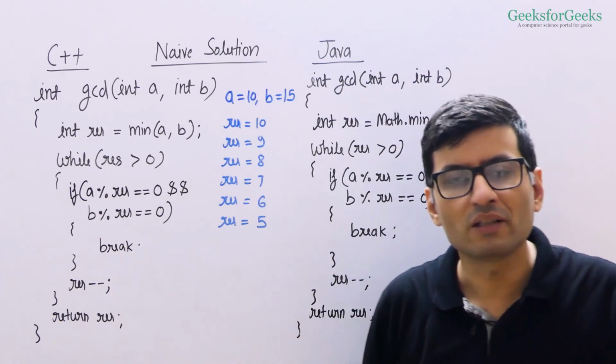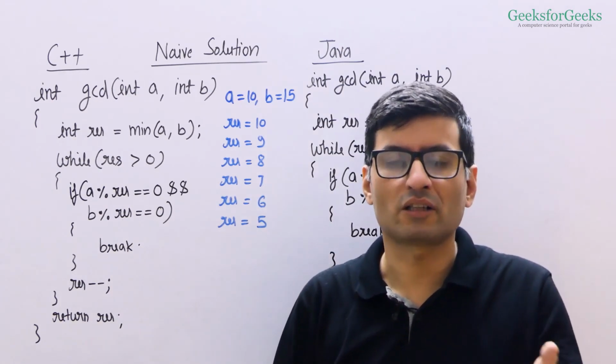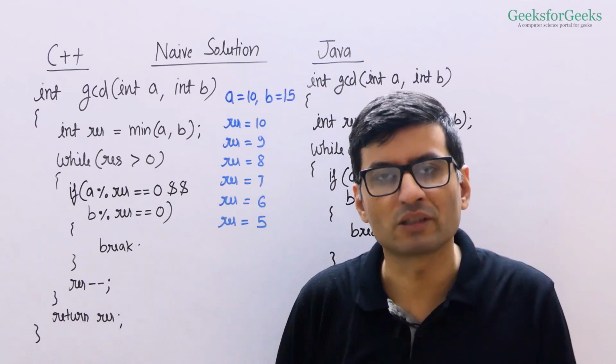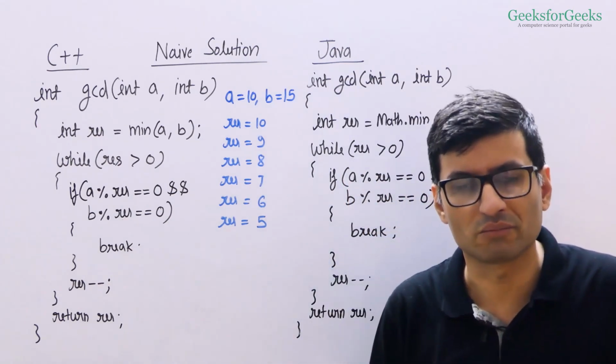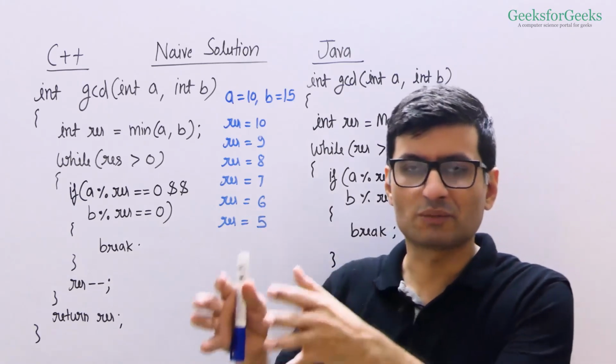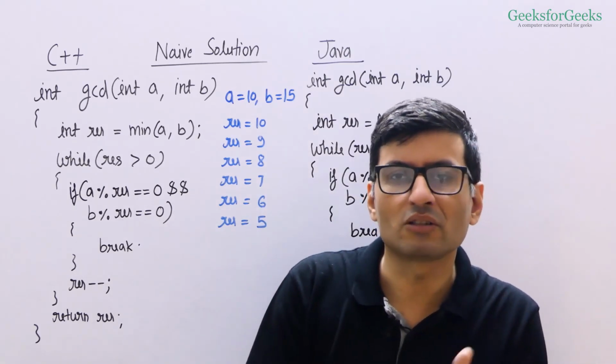So the idea is simple. Start with the minimum of two numbers. Keep trying smaller numbers. As soon as you find a number that is dividing both of them, that's your largest number, right? Because we are trying the largest possible number first, then going one by one to lower numbers.